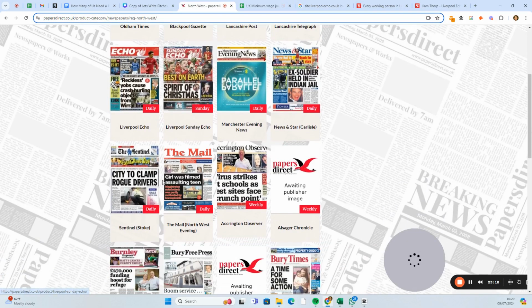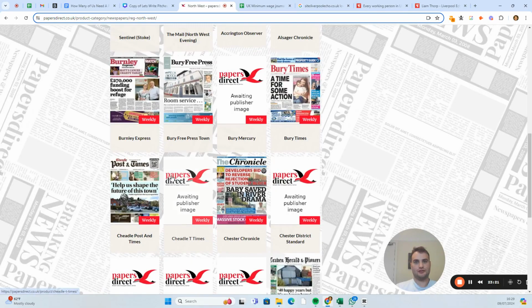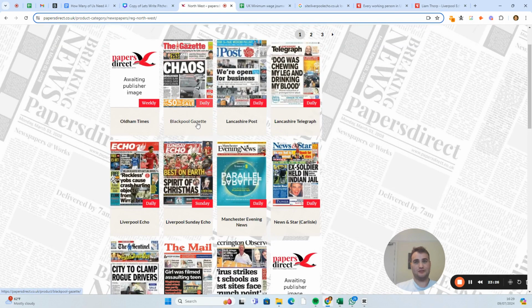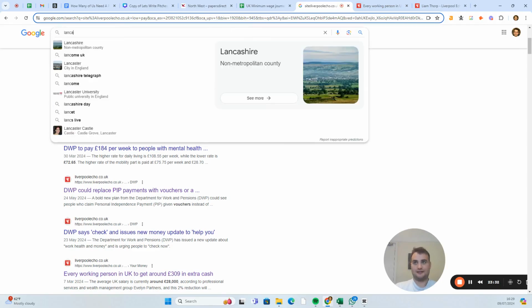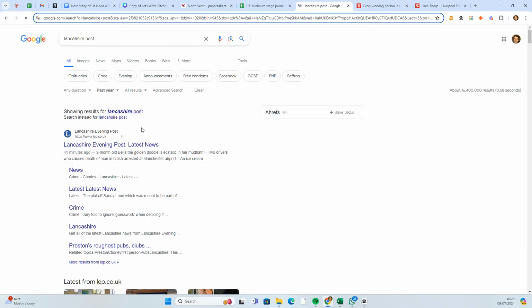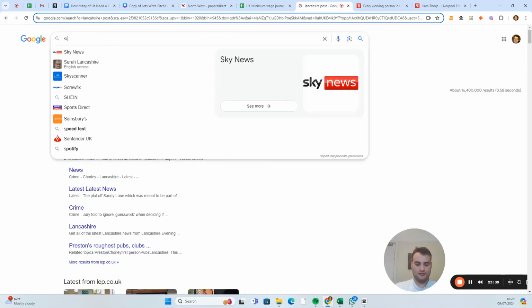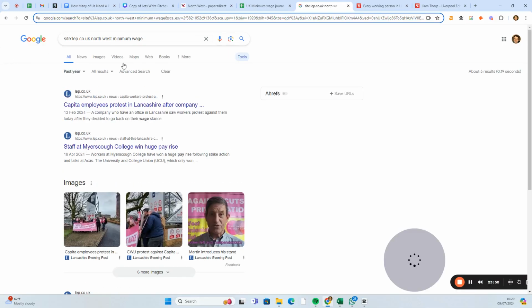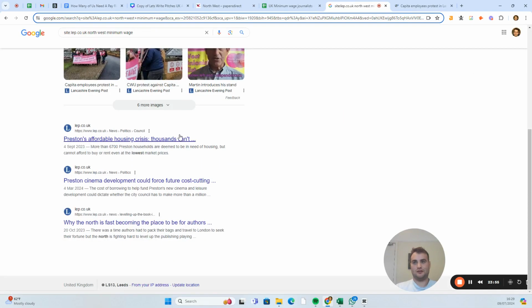So then the next biggest one is probably the Bury Times or the Lancashire Post or the Blackpool Gazette. I'm going to go for Lancashire Post. So we go Lancashire Evening Post, so lep.co.uk. So we go site, lep.co.uk. Then we go Northwest minimum wage. There we go, that's one.